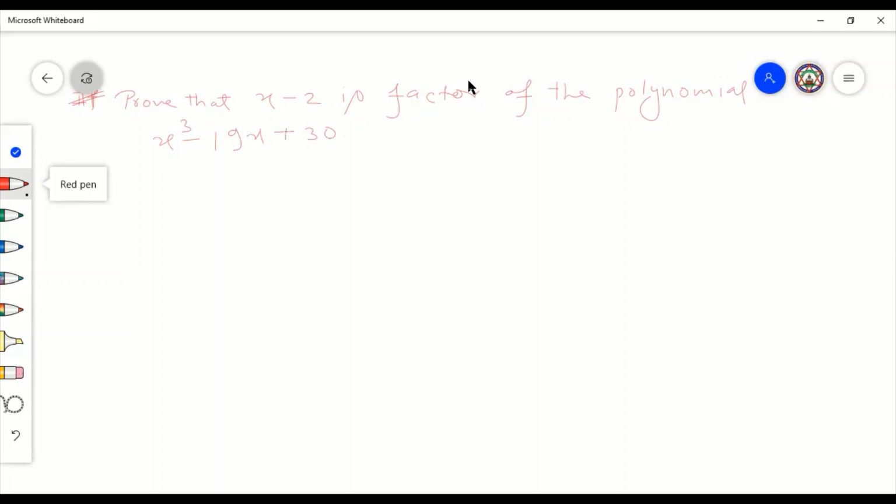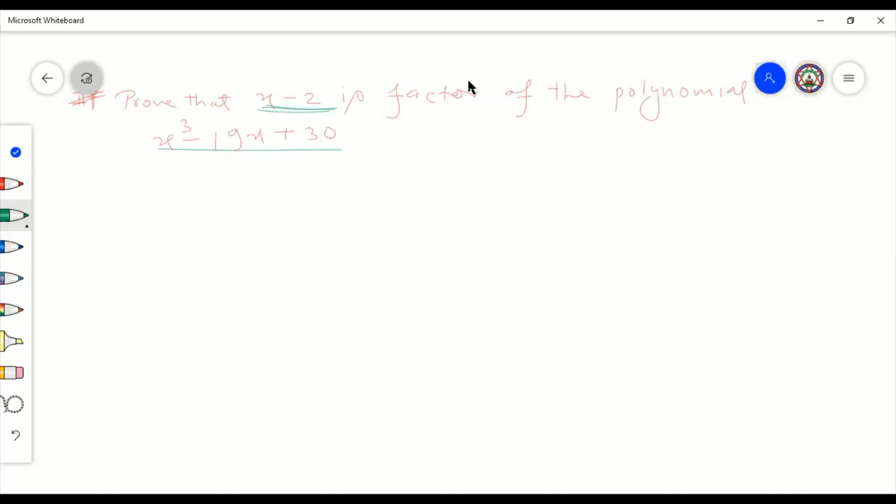Now how do we prove this one? I have to prove that x minus 2 is one of the factors of this polynomial. That is the question. Check it now. First, in this case, to prove that x minus 2 is a factor of this polynomial, we must take the help of the remainder theorem. If we prove that the remainder of this polynomial, whenever it is divided here, is 0, then x minus 2 is a factor of this polynomial. It's quite simple, isn't it?